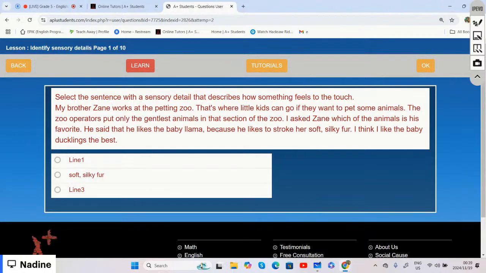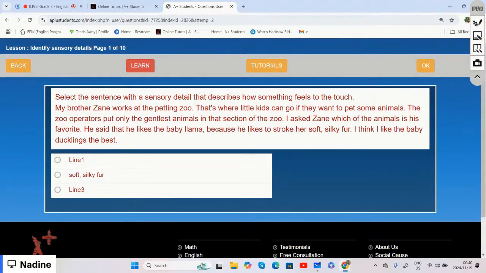It says, my brother Zain works at the petting zoo. That's where little kids can go if they want to pet some animals. The zoo operators put only the gentlest animals in that section of the zoo. I asked Zane which of the animals is his favorite. He said that he likes the baby llama because he likes to stroke her soft, silky fur. I think I like the baby ducklings the best.